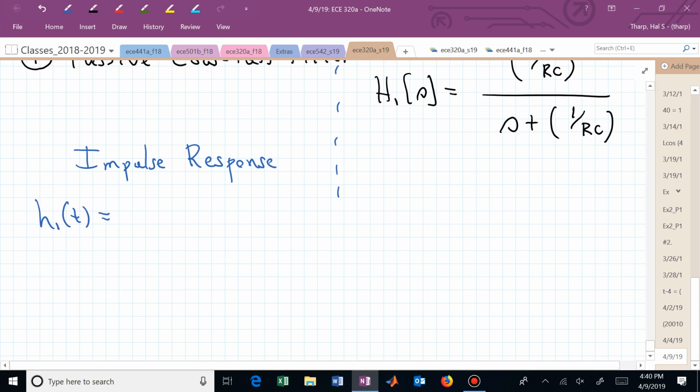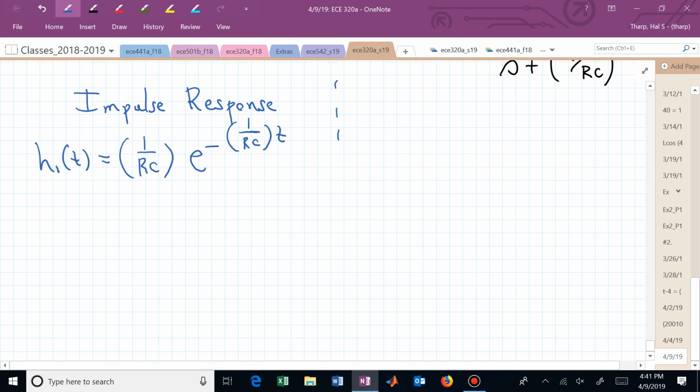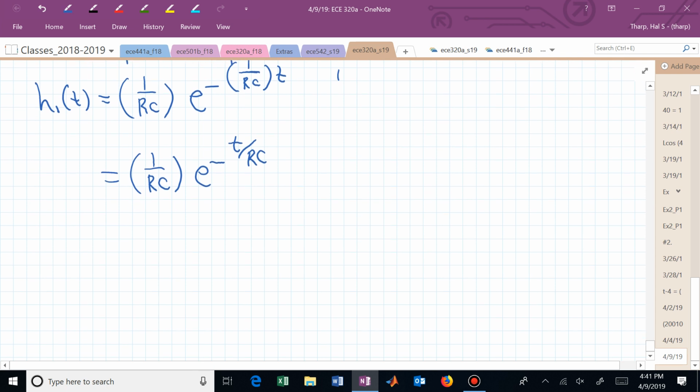Okay, where were we? Impulse response. We needed to get the impulse response. So now the impulse response is 1 over RC e to the minus 1 over RC t. That's the impulse response. Or we could write that in various ways to emphasize the fact that this is now our time constant.